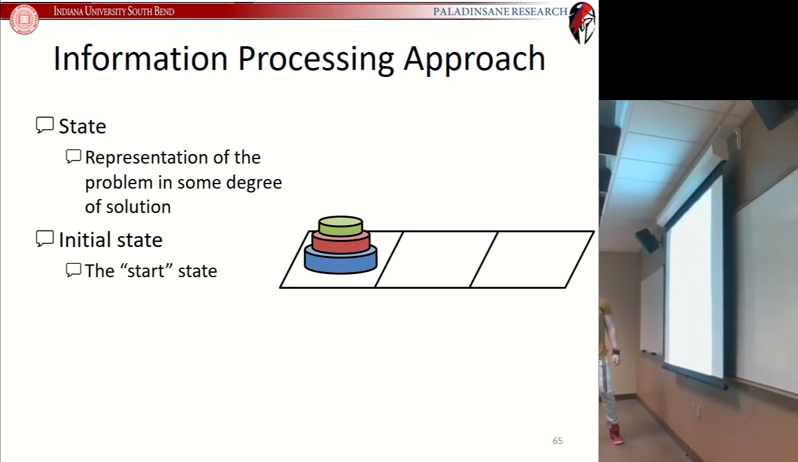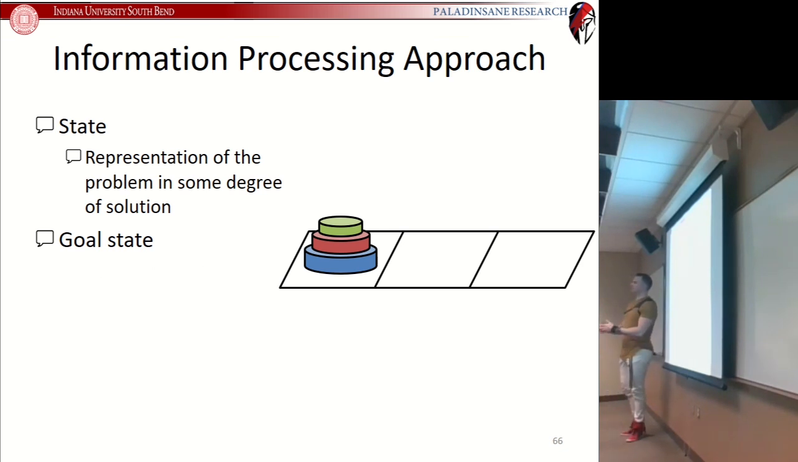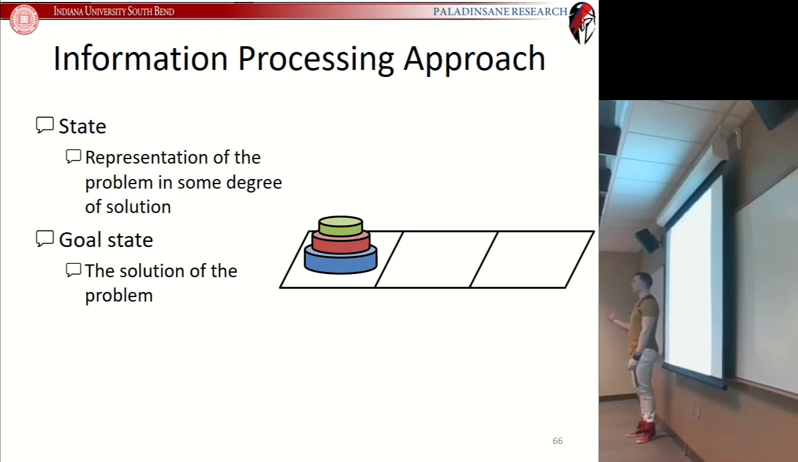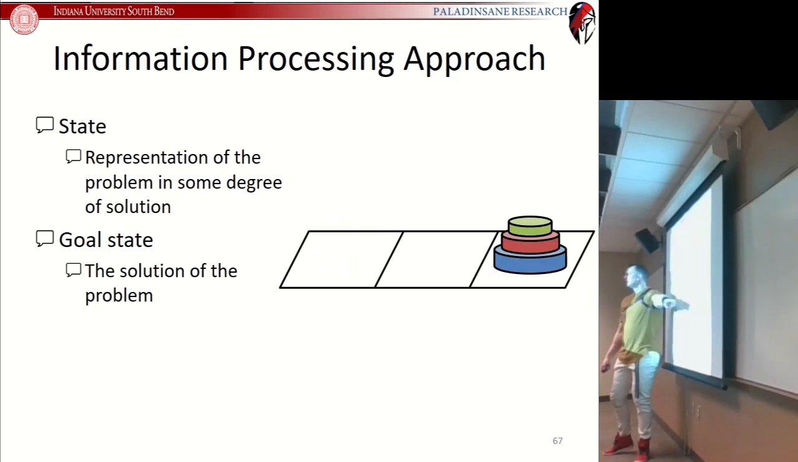The goal state is the second type of state. And the goal state is the solution of the problem. So for the Tower of Hanoi, the solution to the problem would be this state right here, where you have the three disks, they're stacked on another location. That's your goal. So this is the initial state, that's the goal state.